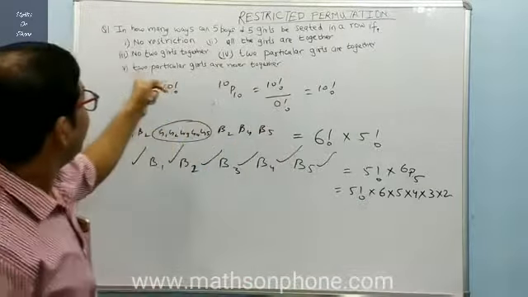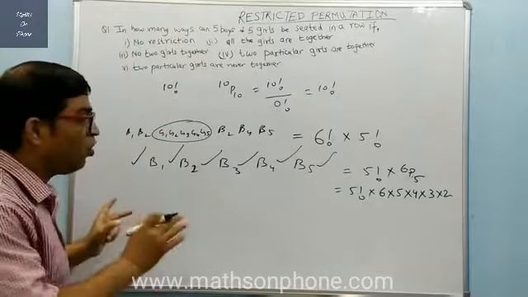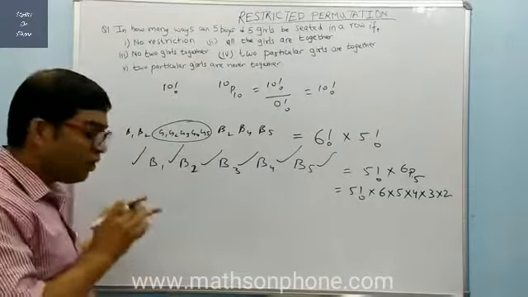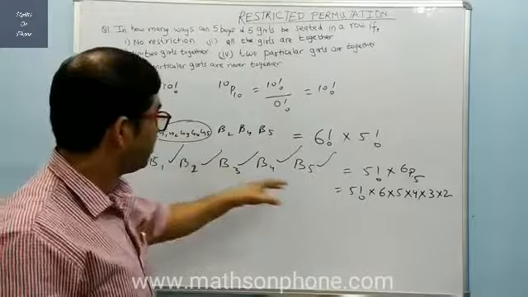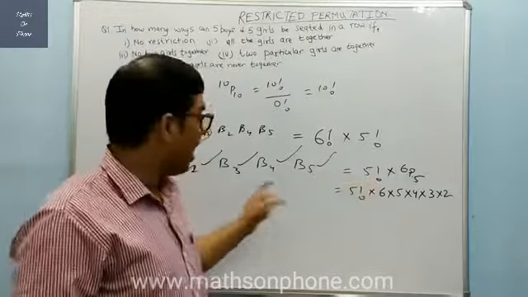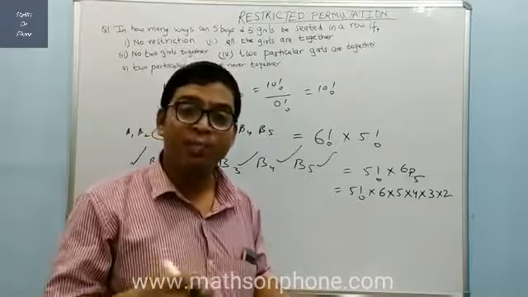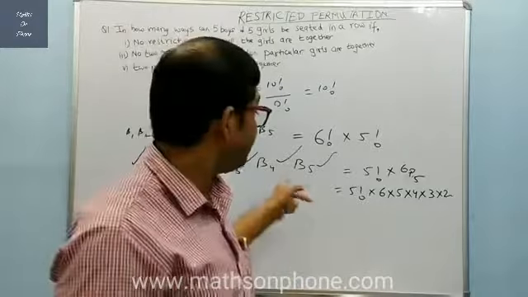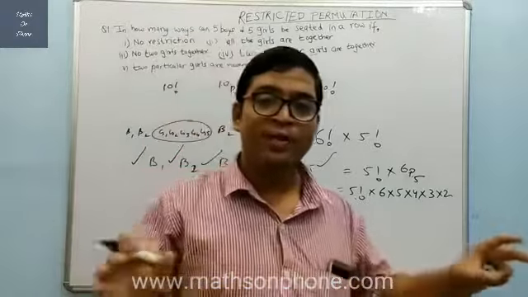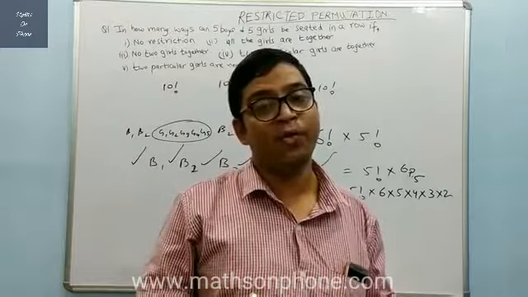So I think this is clear. No 2 girls together, just follow the gap method. Seat those where no restriction is there, just apply permutation there, and now find how many gaps are created in between. So it is a rule that if 5 things are there, 6 gaps will be there in a row.